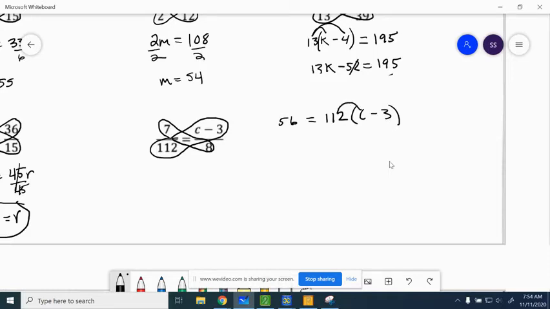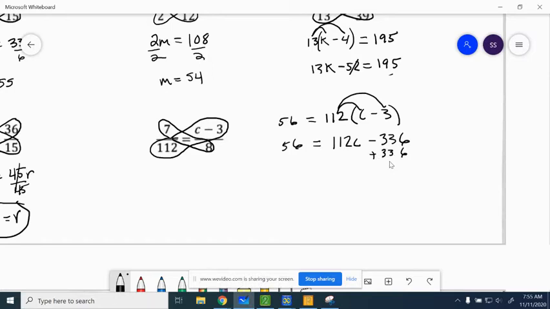112 times c is 112c. And 112 times -3 is -336. Drop down the equal sign and the 56 on the other side. Now I just want to isolate this 112c, so I'm going to get rid of this -336, and I'm going to do so by adding 336.